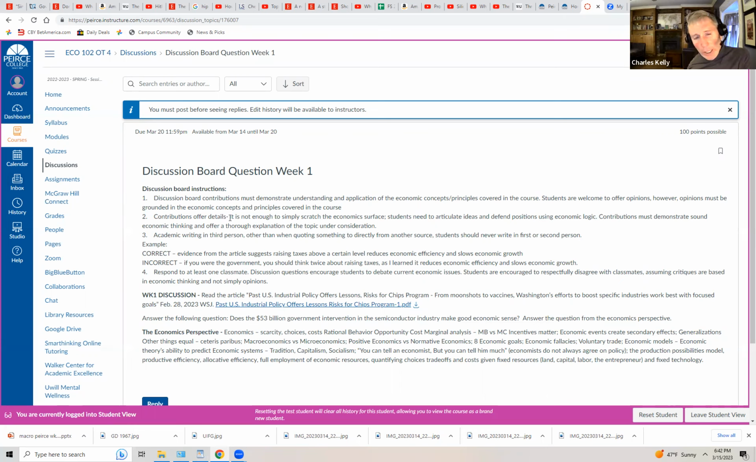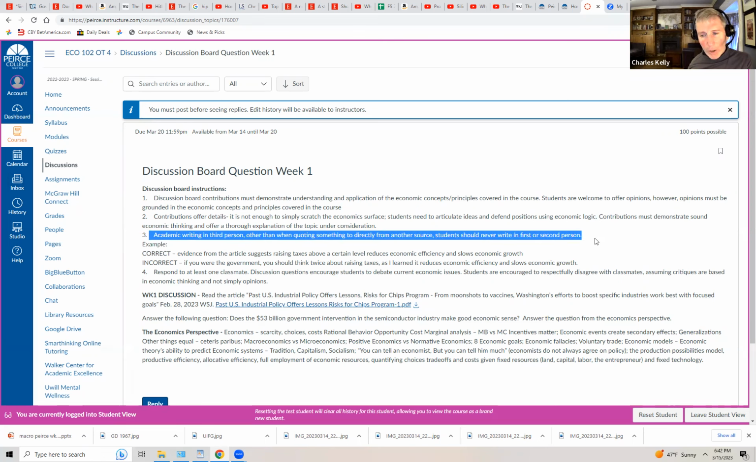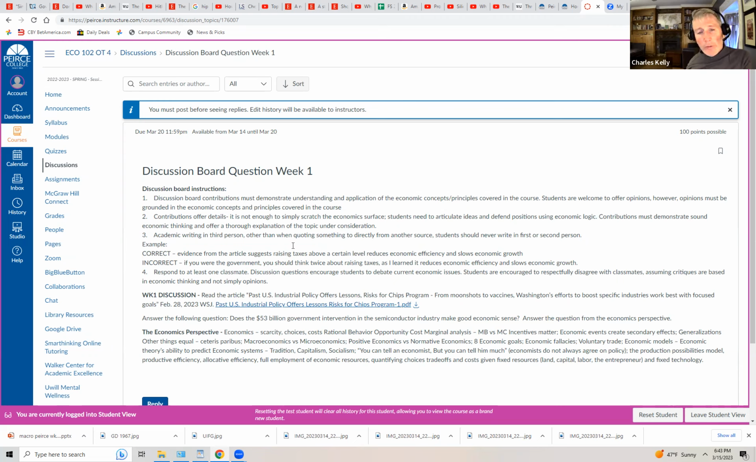Idea number 3 is that even if you're writing your opinion, all academic writing is in third person. Right? This is a good way to keep this from being a personal attack on each other. So think of it as writing an editorial for another paper or from some blog or something of that nature. So it shows you here, like, evidence from the article suggests raising taxes above a certain level reduces economic efficiency and slows economic growth. There's an example of third person, as opposed to saying, if you were the government, you should think twice about raising taxes. As I learned, no, don't use I, don't use you, write in third person.